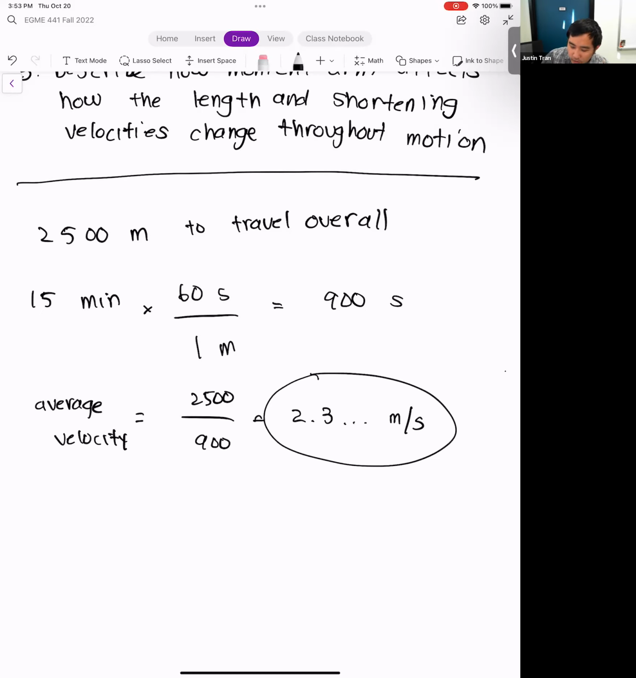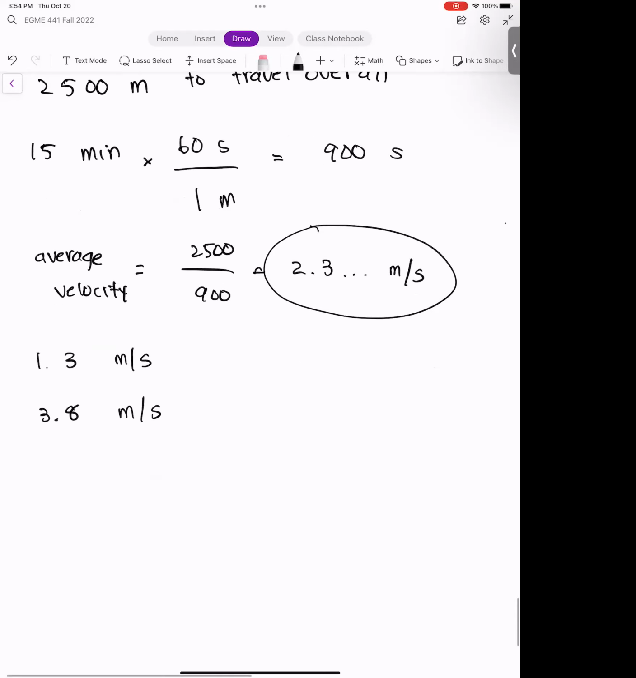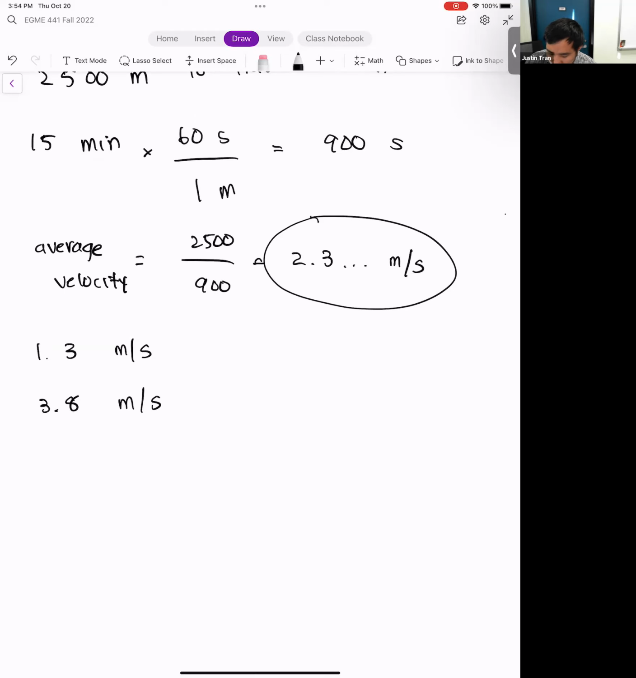Ideally, you would jump on a scooter and have the scooter take you at 2.3 meters per second, and that'll get you right to the classroom at the exact time. But you don't have a scooter, so you can only either walk or run. Walking is going to be 1.3 meters per second, and running is going to be 3.8 meters per second. Two extremes.